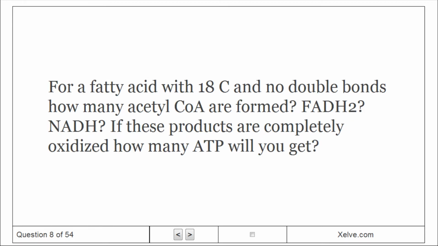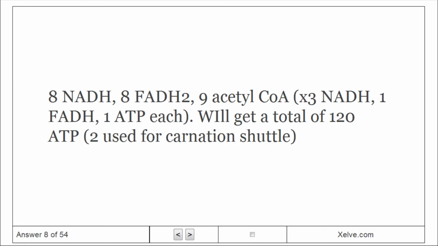For a fatty acid with 18 carbons and no double bonds, how many acetyl-CoA are formed? How many FADH2 and NADH? If these products are completely oxidized, how many ATP will you get? Eight NADH, 8 FADH2, 9 acetyl-CoA, for a total of 120 ATP, with 2 ATP used for the carnitine shuttle.